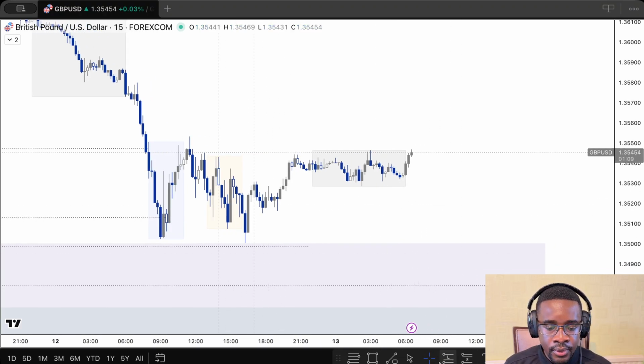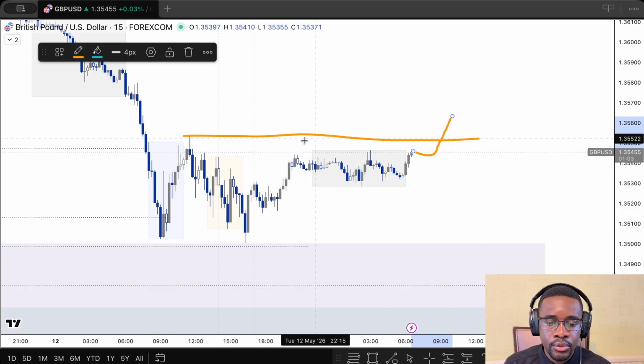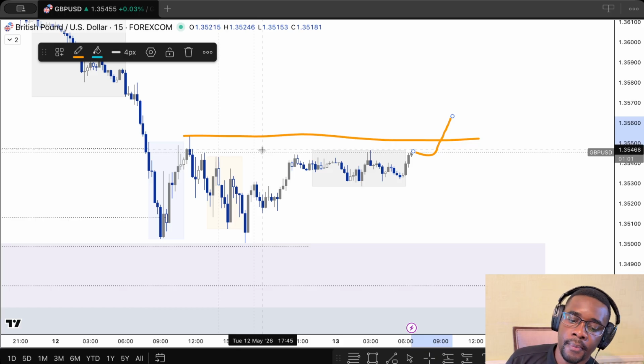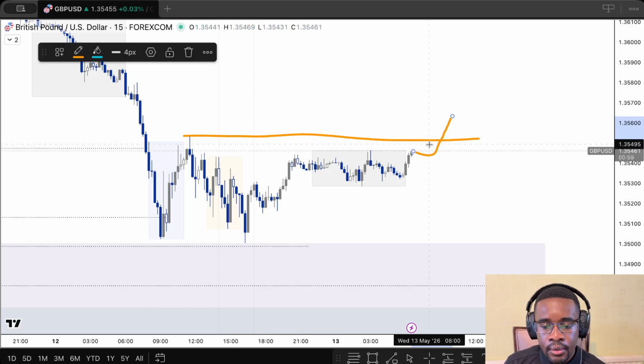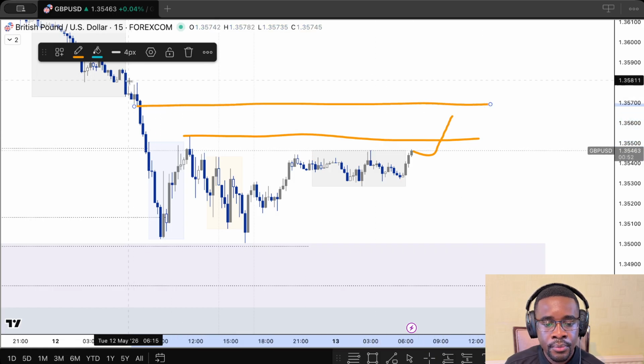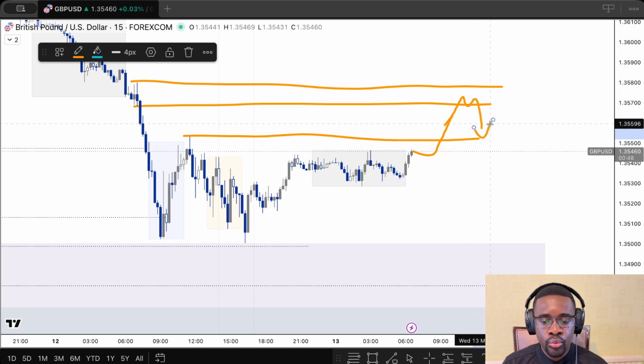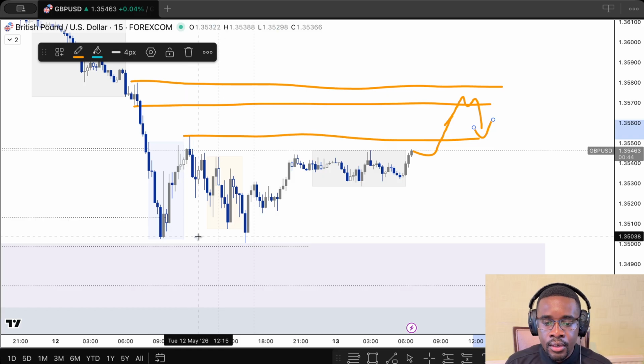So we could simply have price come up, sweep that high, possibly. Notice maybe reach into these areas to then look for shorts. Okay, everything so far is pointing to the downside.